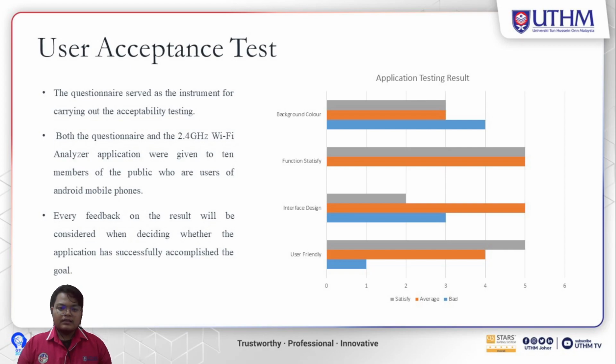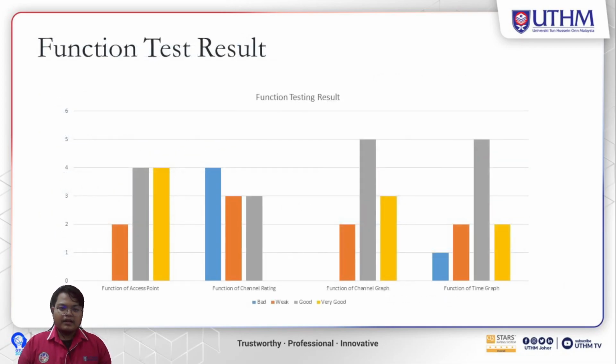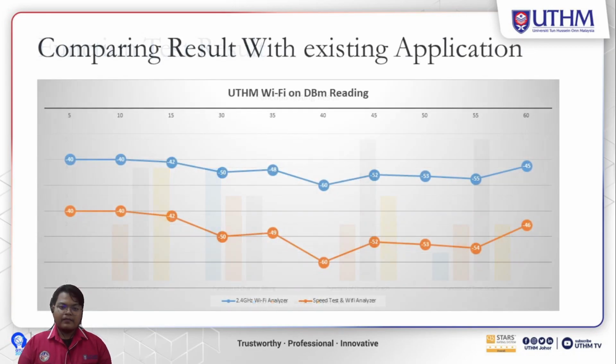Okay, user acceptance test. From this test, we will know that every feedback on the result will be considered when deciding whether the application has successfully accomplished the goal or not, based on the questionnaire that we gave to 10 Android users. Okay. The next part is the function test result. This graph also comes from the questionnaire that we gave to 10 Android users.